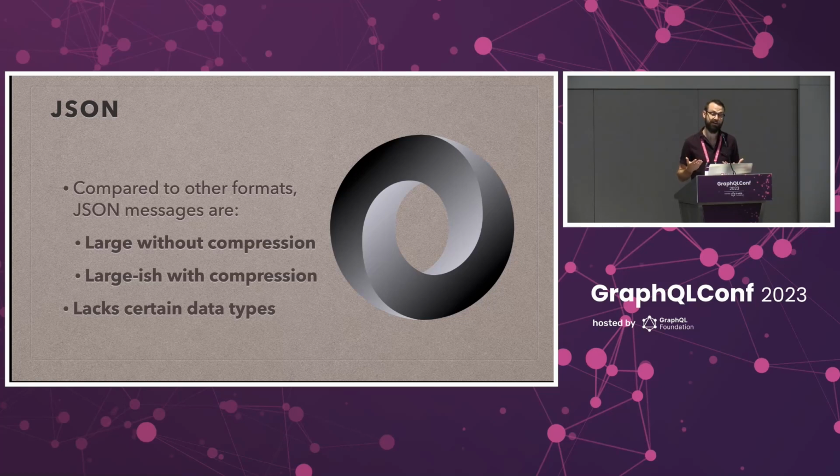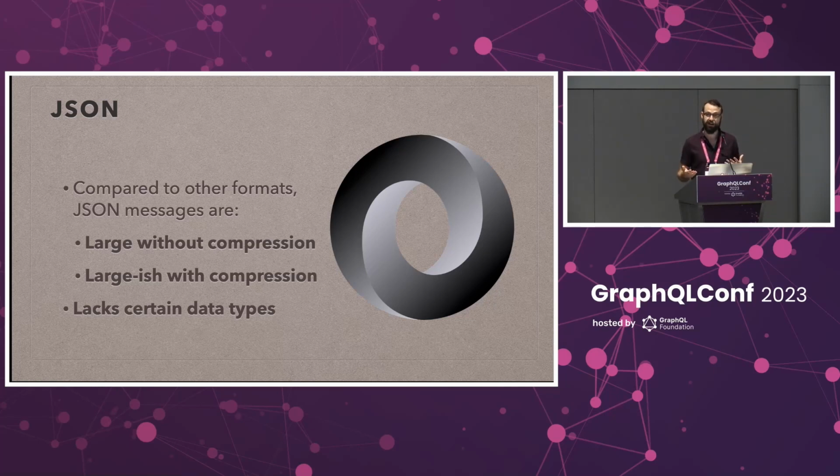The last big weakness of JSON for GraphQL is that it lacks certain data types. For example, binary data needs to be stuffed into a string, usually by base 64 encoding it, and that can make JSON messages much bigger than they'd otherwise be. Maybe worse, it also means we might need to do some post-processing, like base 64 encoding it, and you have to do that every time.